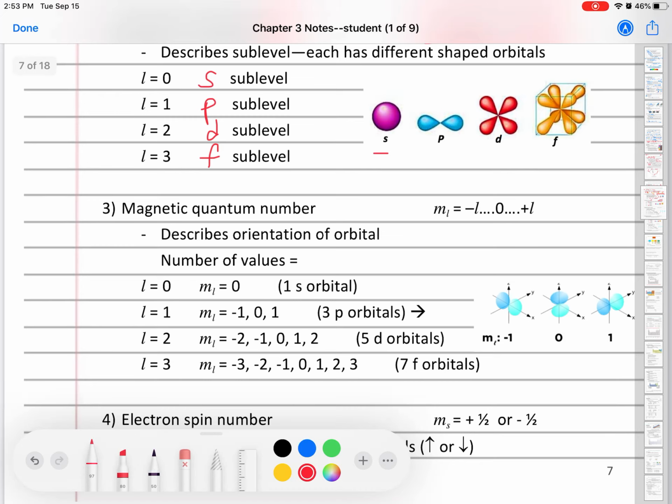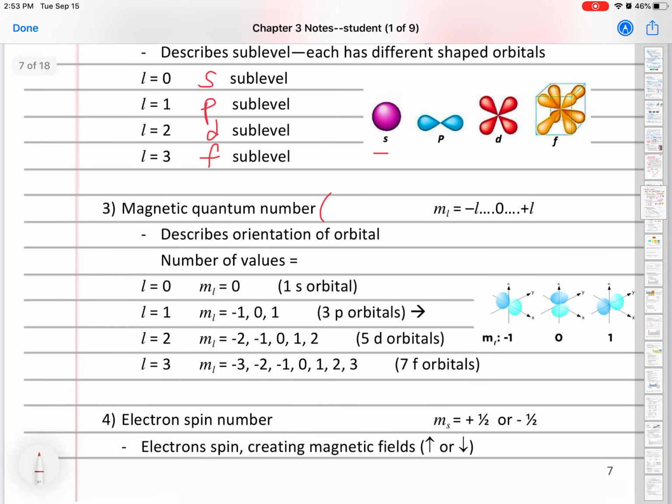The third quantum number is called the magnetic quantum number, and it's represented by m sub l. P.S. I don't care if you know these names. I never refer to them by the names. I refer to them by their abbreviation. So that's what you should know. So m sub l can have any value from negative l to positive l. So it depends on what the l value, the sublevel value, is.